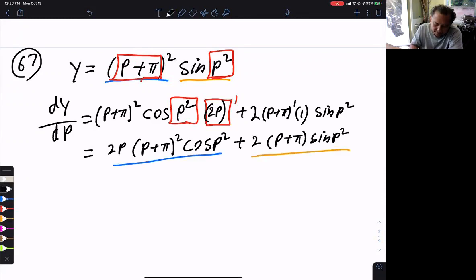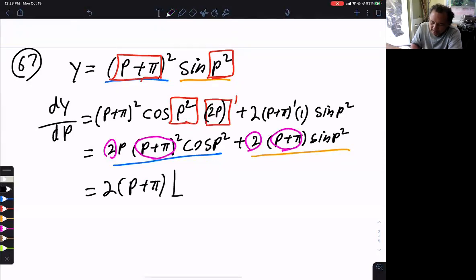I usually want to have my answer in factored form, so I look for things in common. Do they have things in common? Look, they both have a 2. They both have a p plus pi. So I'm going to factor a 2 and a p plus pi out, and what's left? Well, if I take that out and that out, I'm left with p and cosine p squared. So I'll put that there, p cosine p squared.